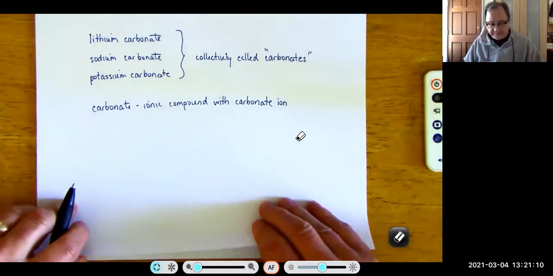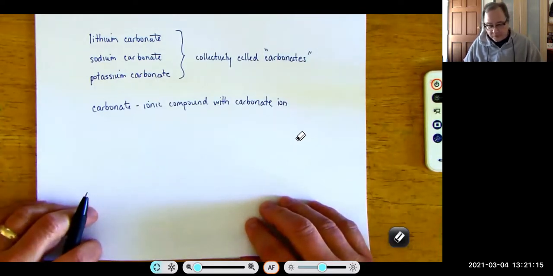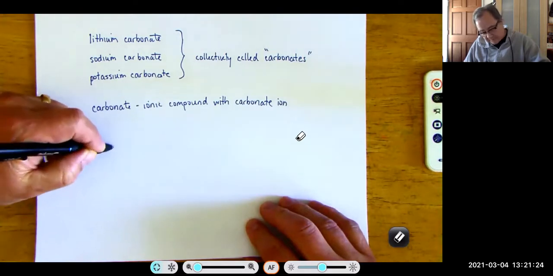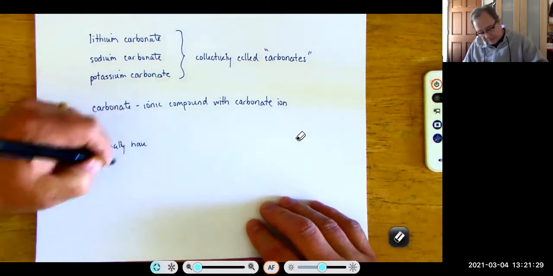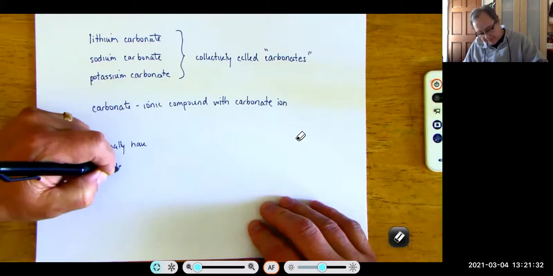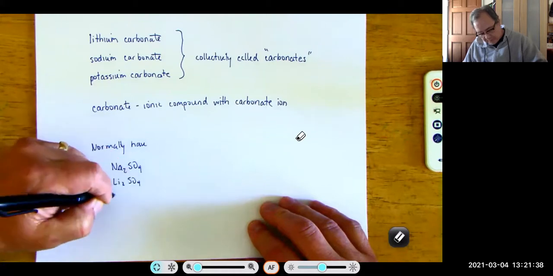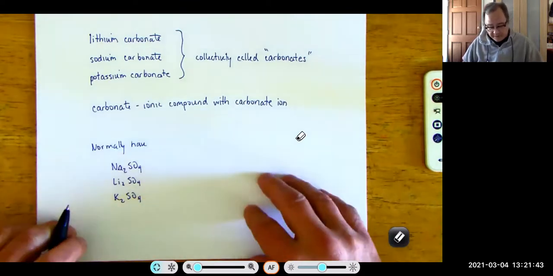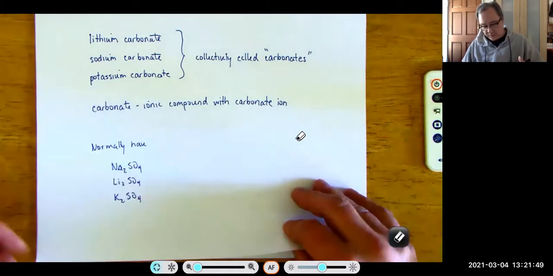Now, normally, this lab is done with different compounds. Normally, you have sodium sulfate, lithium sulfate, or potassium sulfate. So normally you have sodium sulfate, and this is sodium sulfate, lithium sulfate, or potassium sulfate. And you have to identify which sulfate you have. So I'm going to go through the normal reaction that we do.